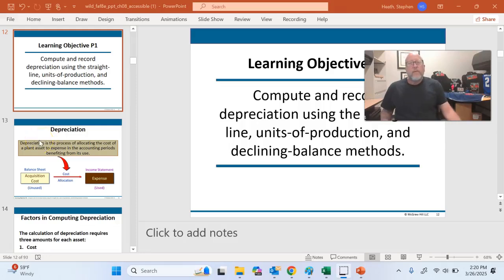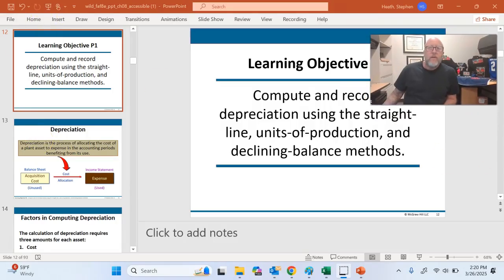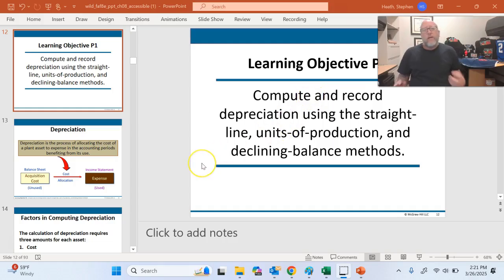Okay, how to calculate depreciation. So we are going to learn how to compute depreciation using one of three methods: straight line, units of production, and declining balance. Usually it's referred to as double declining balance.